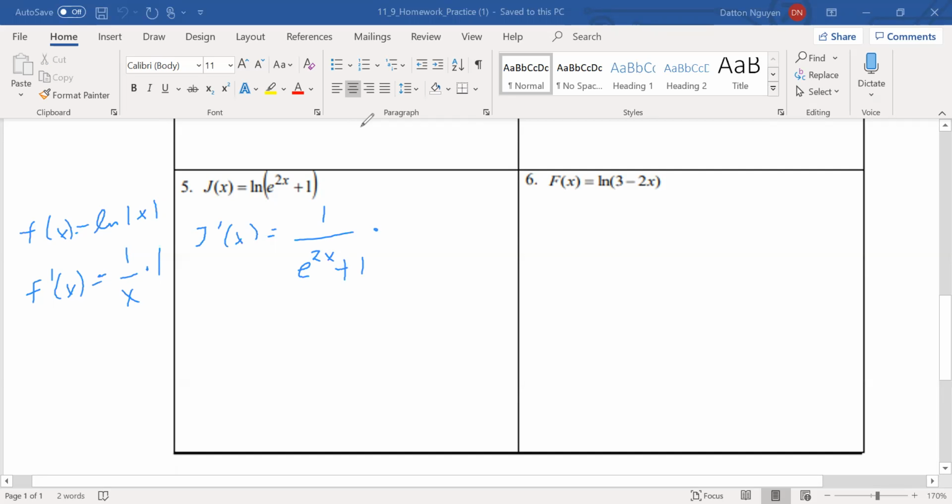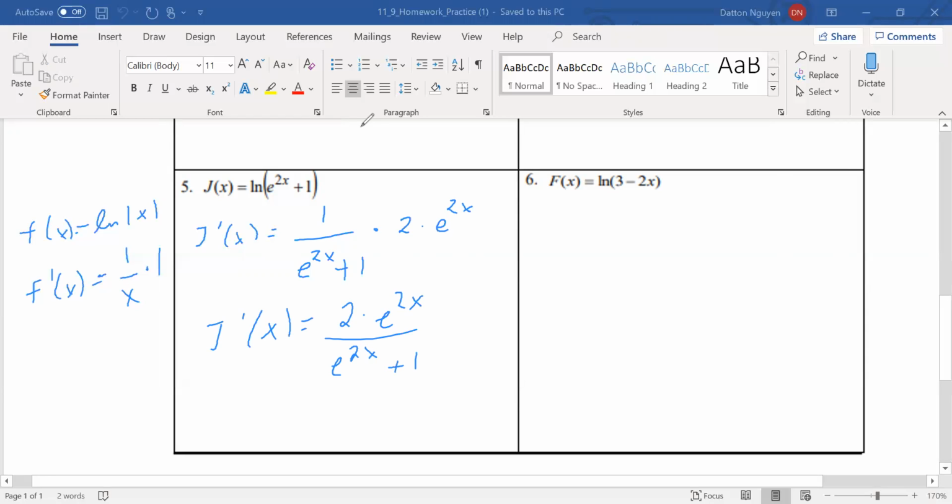So what would be the derivative of e to the 2x plus 1? Obviously the derivative of 1 is 0, but e to the 2x will be 2 times e to the 2x. So therefore, j prime of x equals 2 times e to the 2x over e to the 2x plus 1.